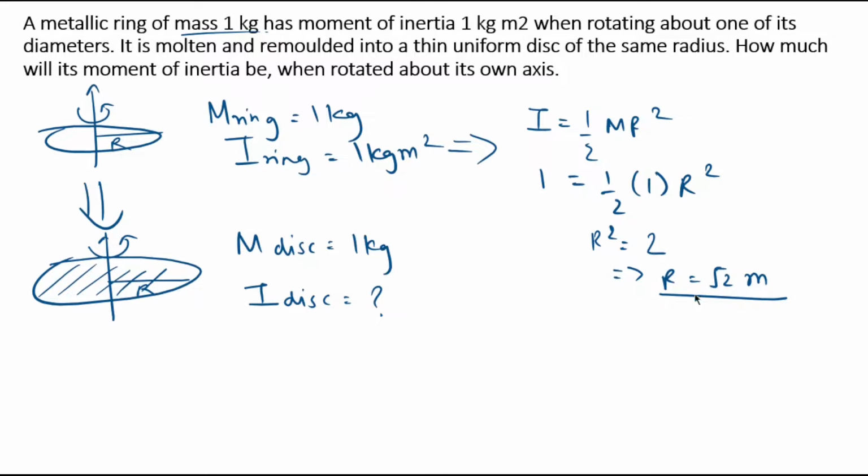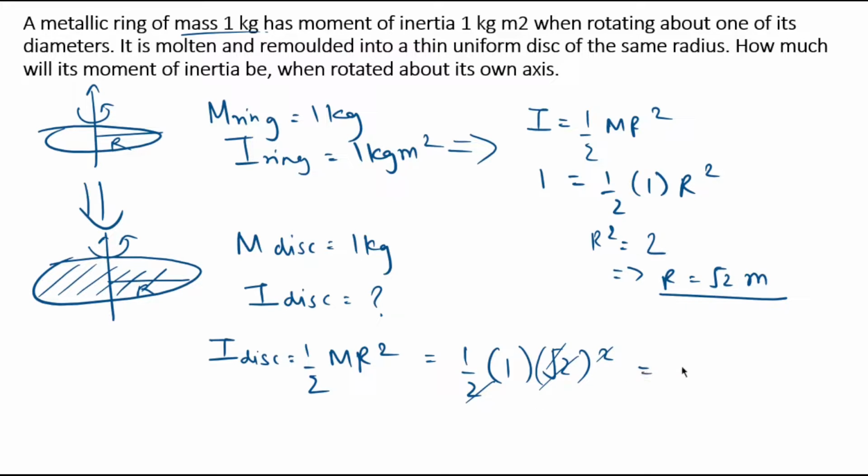Now this same radius is for the disc that the ring has been remolded into. So the moment of inertia of the disc will be half mr square, which can be written as 1 by 2 into mass, which is 1 kg, and radius is also the same, so root 2 square. So root 2 and square cancel, the 2s cancel, we get 1 kg meter square. So when this metallic ring is molded into a uniform disc, the moment of inertia remains the same for the same radius. This was a pretty easy sum. Let's look at the next sum.